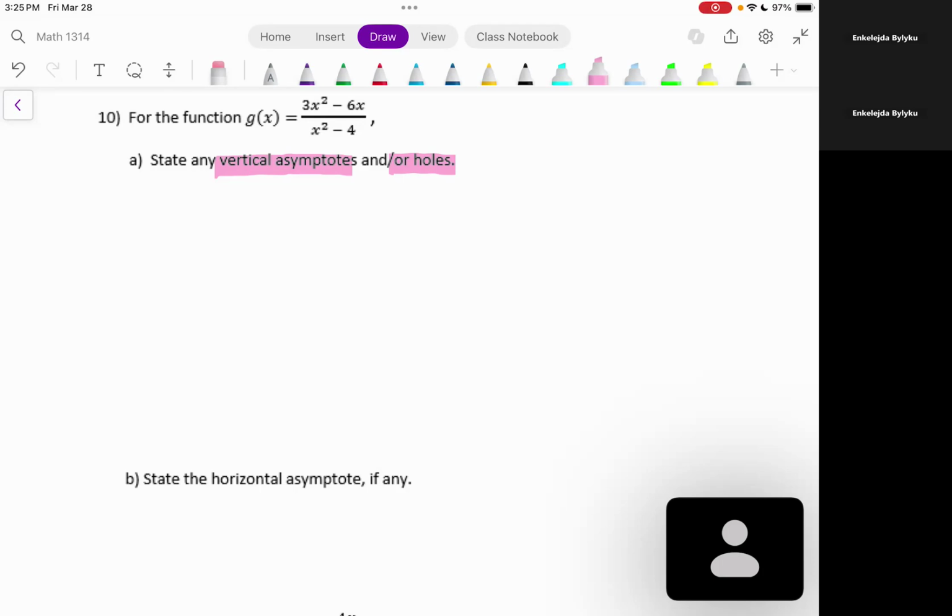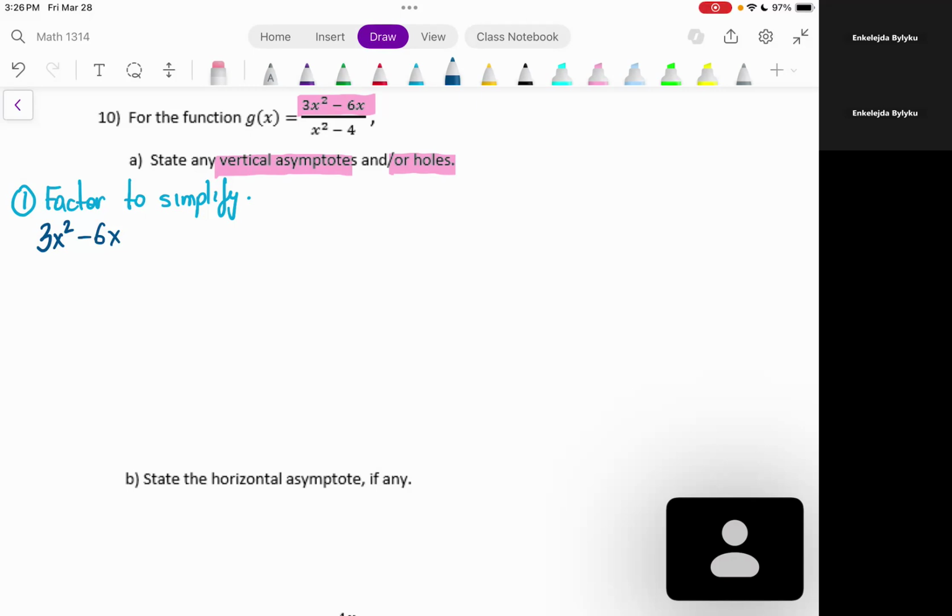But before we do that, first, we're going to factor the numerator and the denominator and simplify. So step number 1 is factor to simplify. I'm going to start off with the numerator. The numerator is the expression on the top. Can I simplify, factor 3x squared minus 6x?